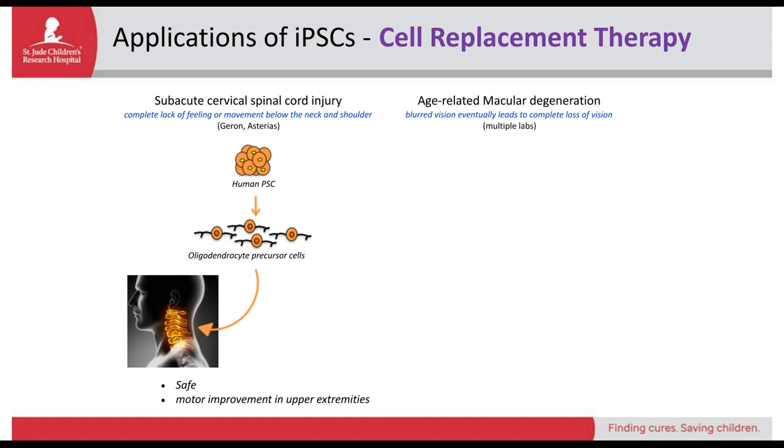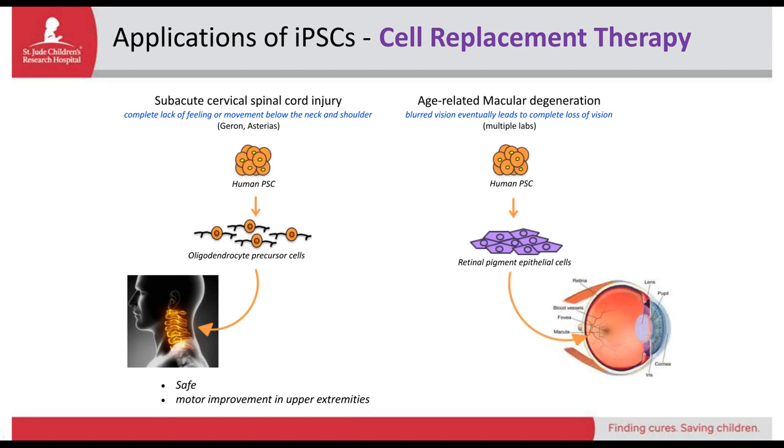This is for age-related macular degeneration. This is being done by multiple labs. The condition essentially causes blurred vision, which eventually leads to complete loss of vision. So here what the labs did was differentiate human pluripotent stem cells into retinal pigment epithelial cells. These are the cells that are degenerated in this condition, and transplanted them into the eye.